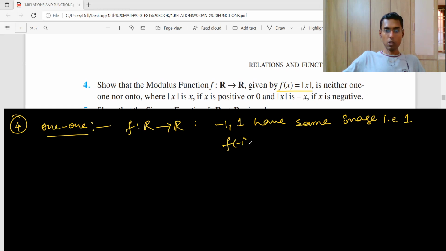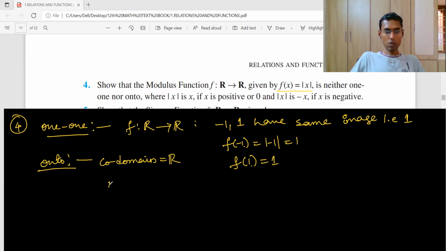Okay, f of minus 1 is mod minus 1, which is 1. f of 1 is also 1. So two different elements have the same image. Therefore, it's not one-one. Onto or not?